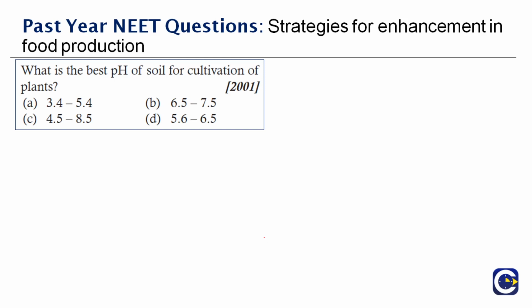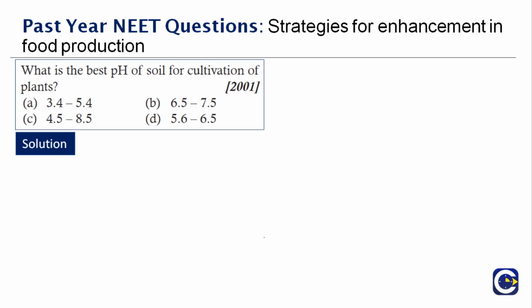This question was asked in the year 2001. Very simple question in fact. What is the best pH of soil for cultivation of plants? We all know when it comes to plant cultivation, the soil plays a very vital role, because the soil fertility and the pH of the soil all help the plant to grow and sometimes even give us good results.